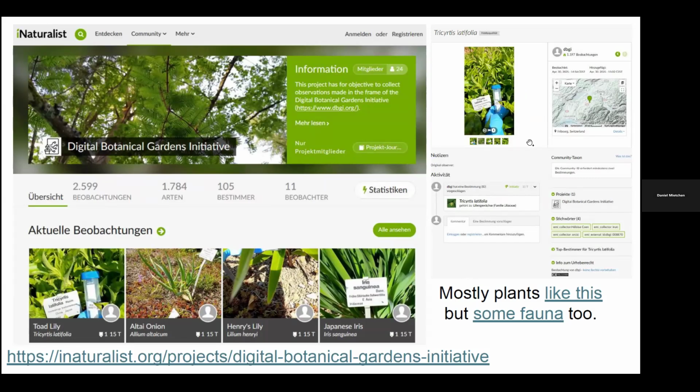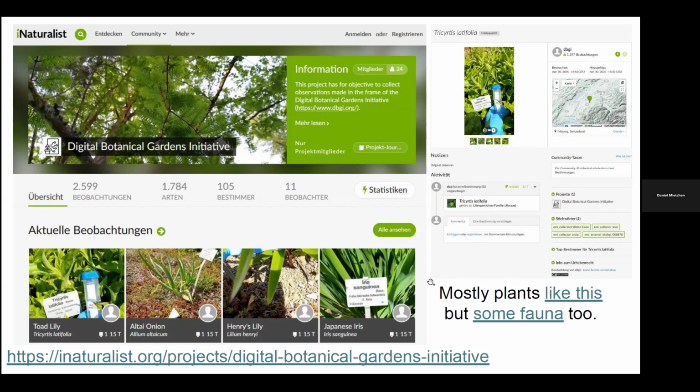Here's a typical entry. So you have the specimen, basically the sample in its tube with the taxonomy and the original plant from which it was taken. You have the geographic information and some additional tagging, plus you have the option for community interactions. And while the focus is on plants and flora, we do have some fauna examples as well.